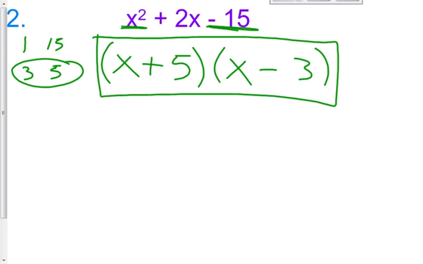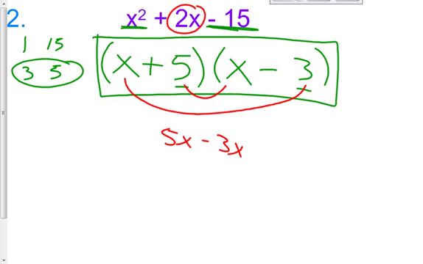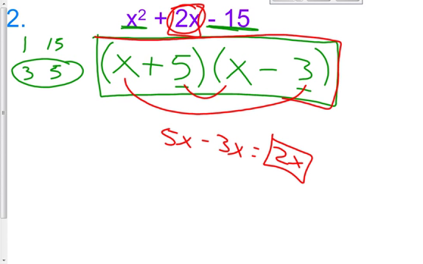X times x is x squared, and the last term, 5 times negative 3 is negative 15. So now I just want to make sure that my 2x works for my middle term. I want to make sure that this checks out. So I'm going to have a negative 3x and a positive 5x. Sure enough, that does give me 2x, which is what I need right here. So I know that x plus 5 times x minus 3 is indeed my answer.